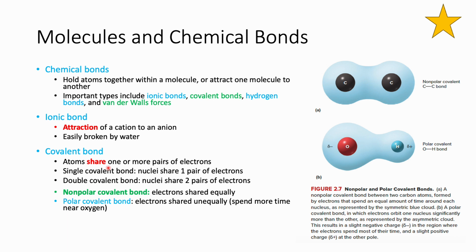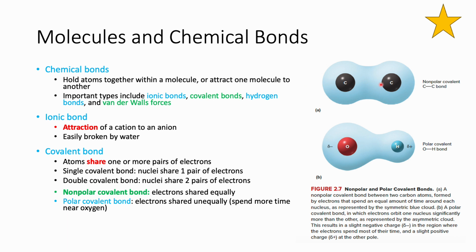If there is a single covalent bond, that means we're sharing one pair of electrons. If there is a double covalent bond, we are sharing two pairs. If there is a triple covalent bond, we're sharing three pairs of electrons. And then sometimes those shared electrons might not be shared equally. When they are shared equally, that is a non-polar covalent bond. But when the electrons are not shared equally, some electrons being more towards one side of the bond than the other, then it is a polar covalent bond.